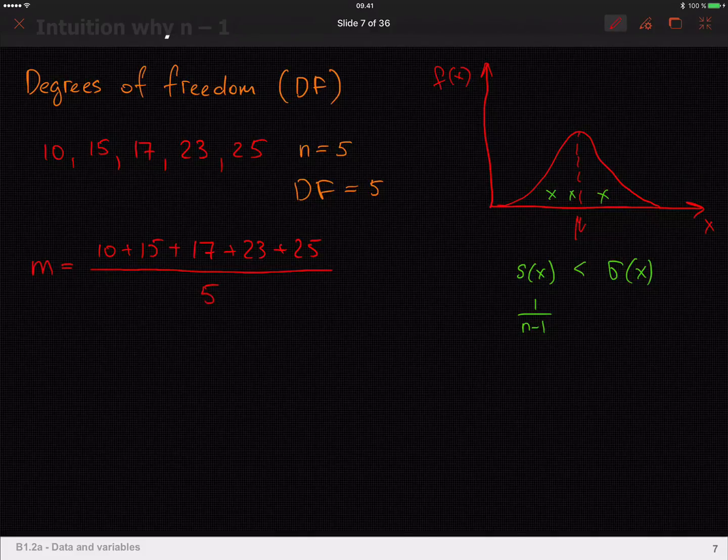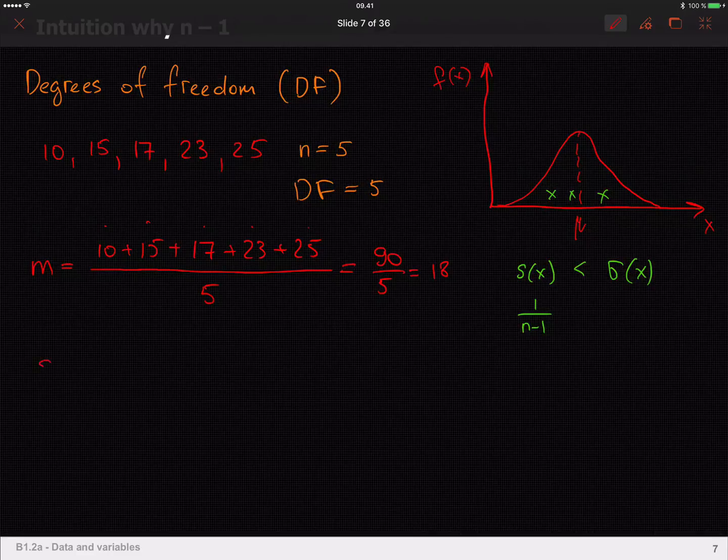Well, we can calculate it. 10 and 15 is 25. 17 and 23 is 40. Together it is 65, and 65 plus 25 is 90. So we have 90 over 5, which is 18. Okay, so this is the average.